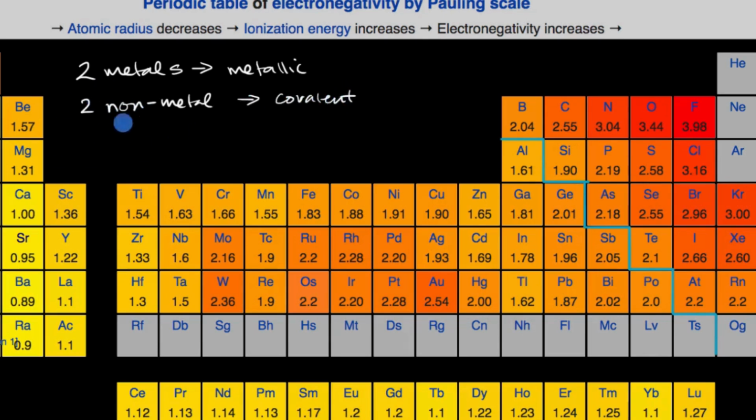And the general rule of thumb is if you have one metal and one nonmetal, this is likely to be an ionic bond. These are the general rules of thumb.